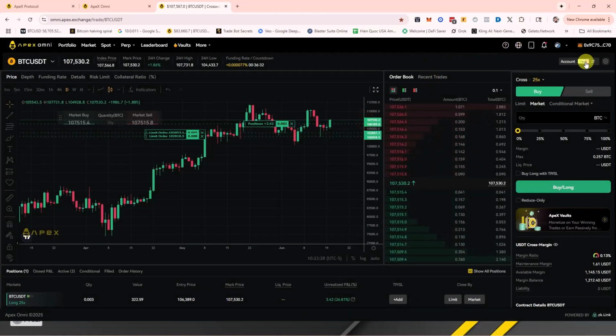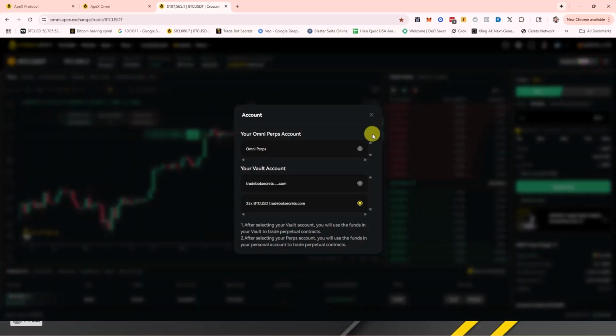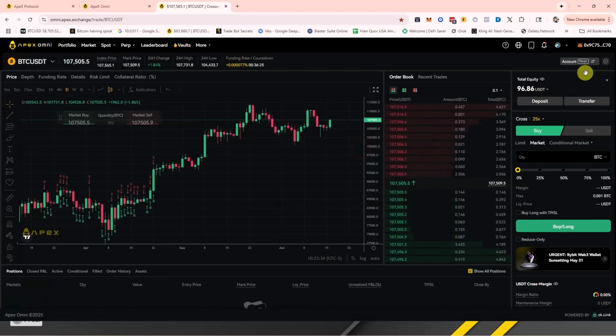So I'm going to actually switch this one. This is actually under a vault. I'm going to do a clean one. So we're going to go to Omni Perps here. And let's click on this little settings here. We'll talk about vaults later on, where you can actually invest in other people's trading and also either start your own hedge fund if you're a good trader.